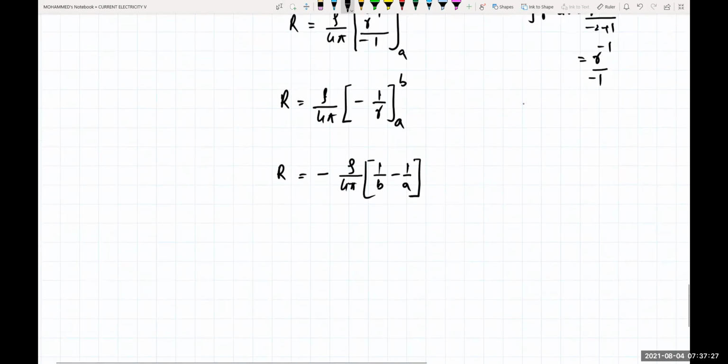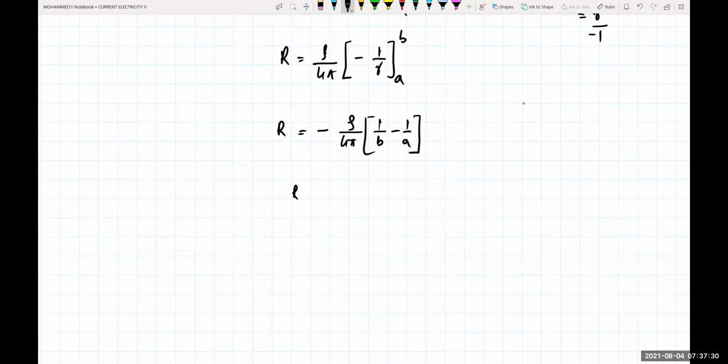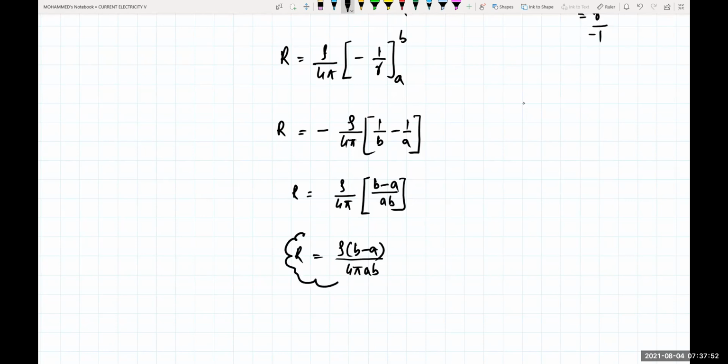If I remove the minus sign now, R becomes rho divided by 4 pi into (b minus a) divided by a into b. So the resistance is R equal to rho into (b minus a) divided by 4 pi a b. So this will be the resistance. Is it clear?